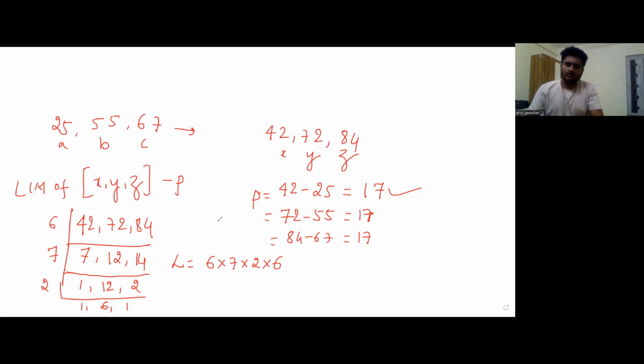We can do it this way: 6 sevens are 42, 2 sixes are 12. So all you have to find is 12 times 42. That is 504. But the question does not end here. We have to find the LCM of X, Y, Z, that is 504. Then we have to subtract P. What is P here? 17. So your final answer is 487.